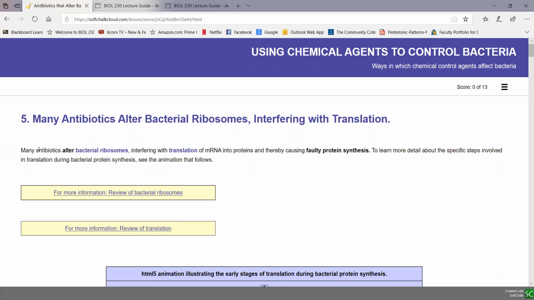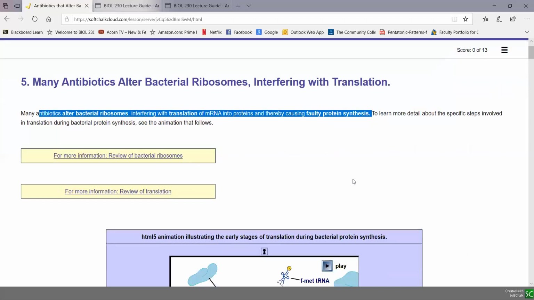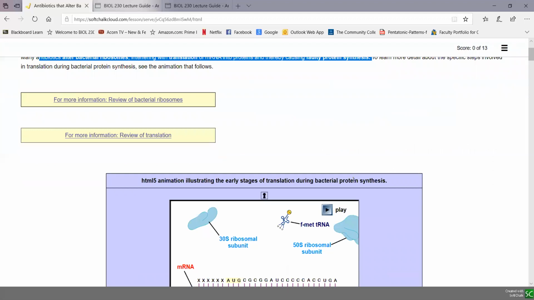And of course, by altering the ribosome, that's going to interfere with translation of messenger RNA into proteins, resulting in faulty protein synthesis, so structural proteins and enzymes aren't made. And a lot of how these work depends on where they bind on the ribosome.